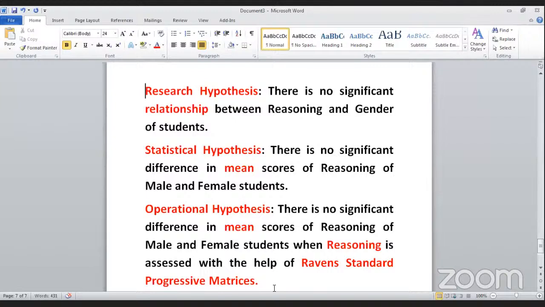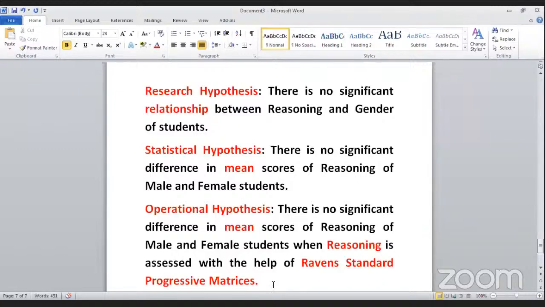Now I want to ask the organizer, can I take 10 minutes more or not? Sir, you may take, sir. Yes, sir. So I'm taking 10 minutes more. Right, sir. All right.